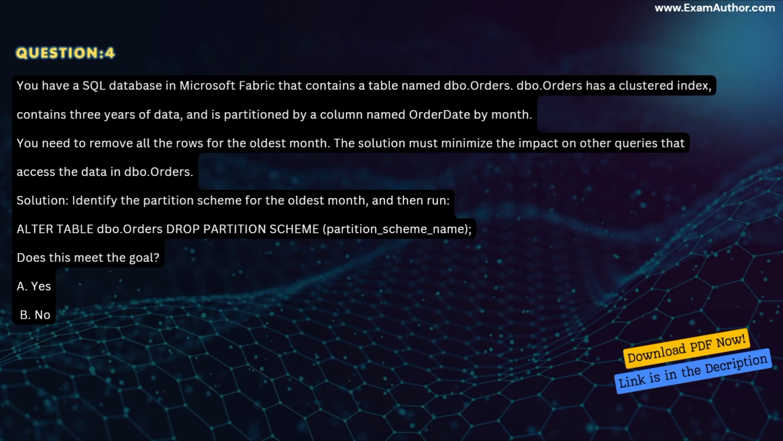Question 4. You have a SQL database in Microsoft Fabric that contains a table named dbo.orders. dbo.orders has a clustered index, contains 3 years of data, and is partitioned by a column named order_date by month. You need to remove all the rows for the oldest month. The solution must minimize the impact on other queries that access the data in dbo.orders. Solution: identify the partition scheme for the oldest month, and then run ALTER TABLE dbo.orders DROP partition scheme partition_scheme_name. Does this meet the goal?